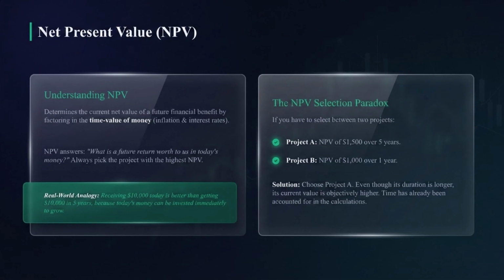Think of it like buying a delivery van today. You would rather choose a van that adds a net present value of $15,000 to your business over 5 years than a temporary scooter that adds only $10,000 in 1 year. Always go for the highest NPV.